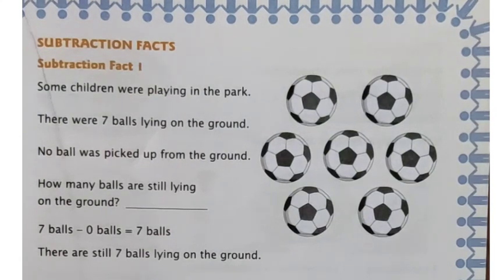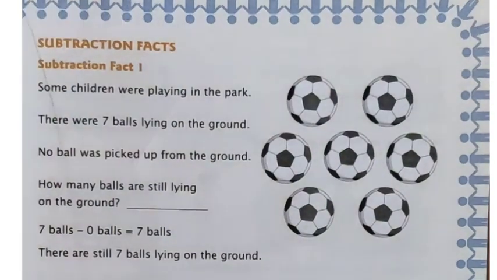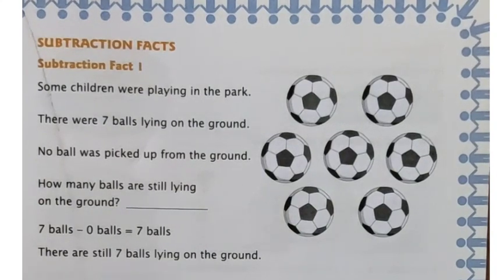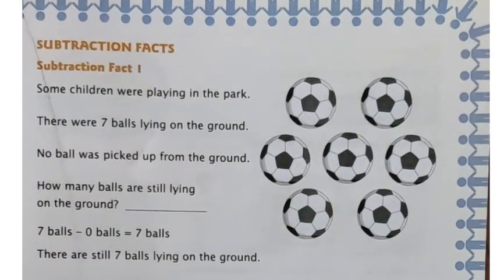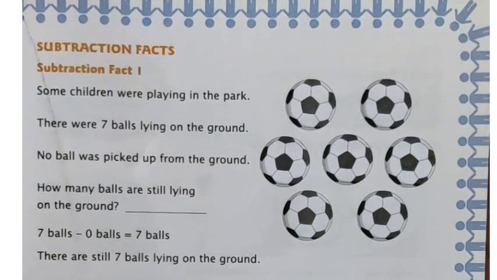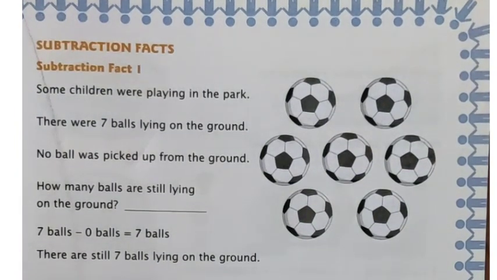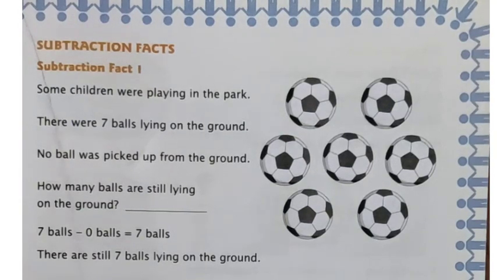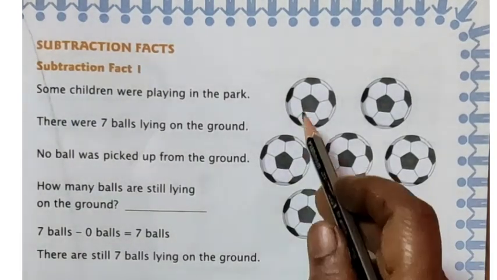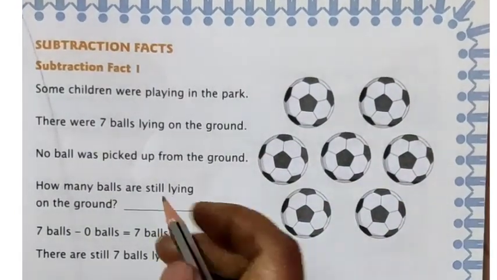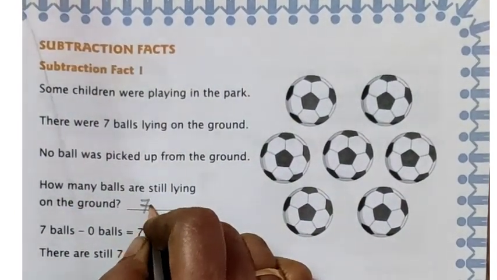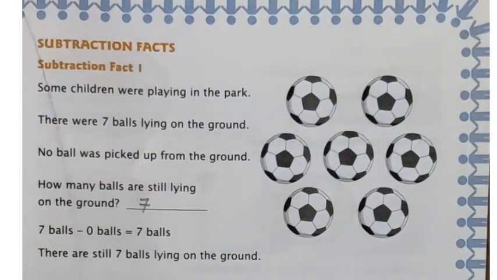Now here, there are some balls on the ground. How many balls were lying on the ground? Come on, tell children. That is 7. 7 balls were lying on the ground. But no children picked up the ball. None of the children took the ball from the ground. How many balls are still lying on the ground now? Count the balls. 1, 2, 3, 4, 5, 6, 7. So 7 balls are there on the ground.